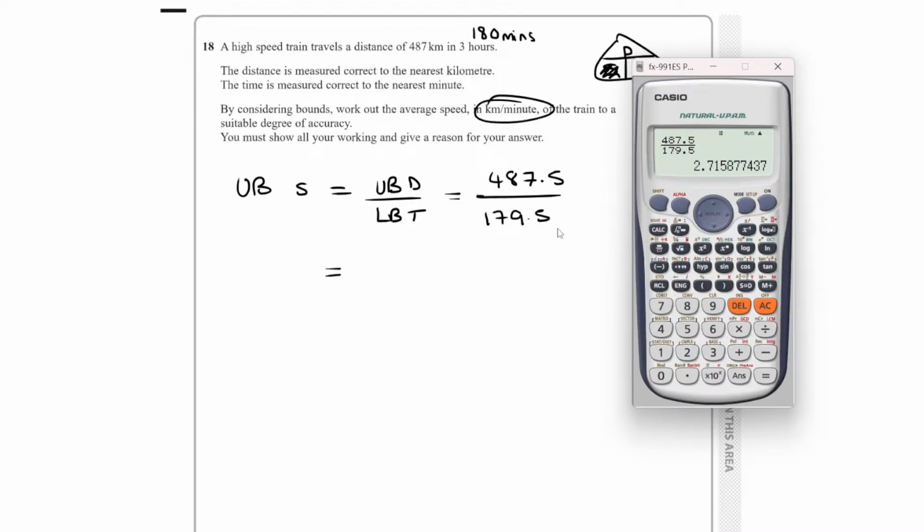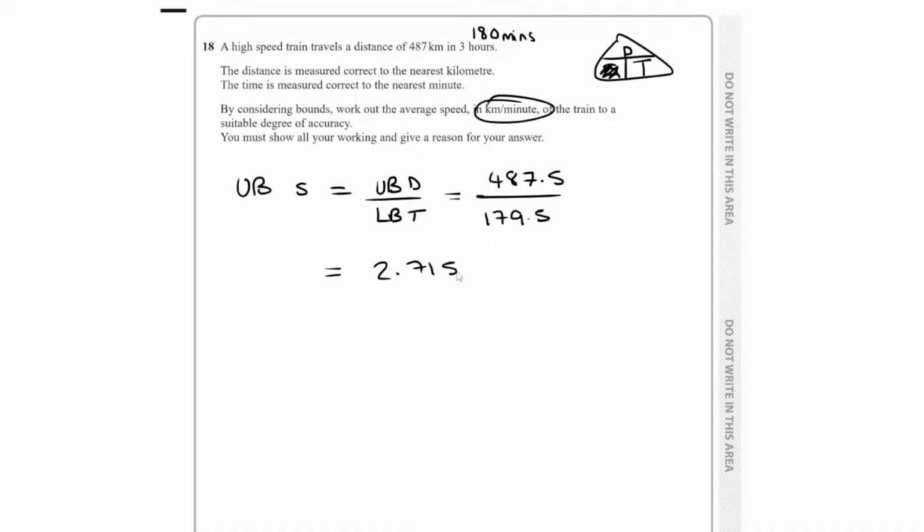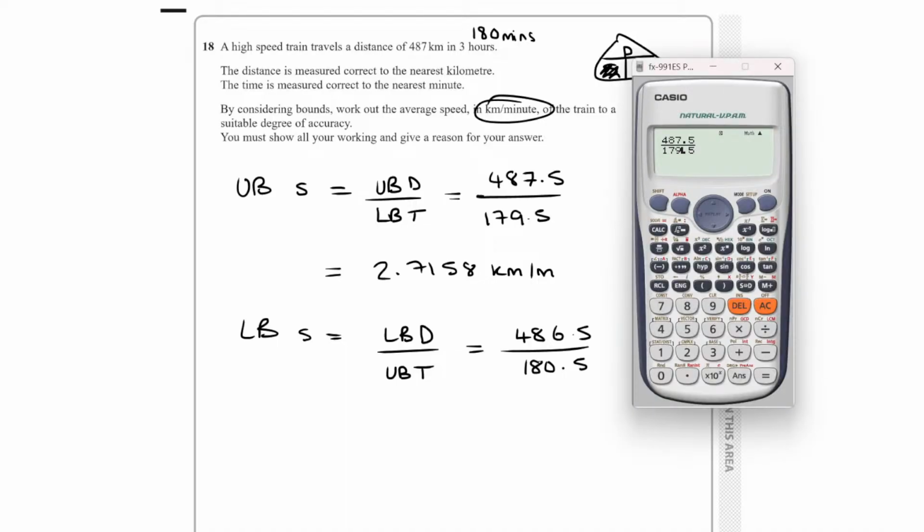So 2.7158... And then the other one's just the opposite, isn't it? So that's pretty easy. Lower bound of the speed, lower bound of the distance, upper bound of the time. So 486.5 and then 180.5. I was like, that's not right. Make sure you rearrange it properly. 86. There we go.